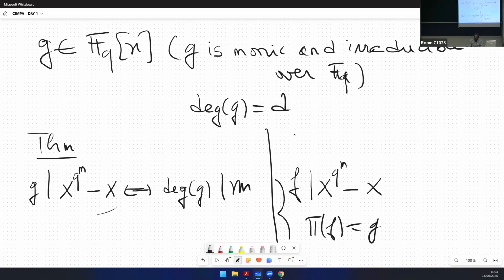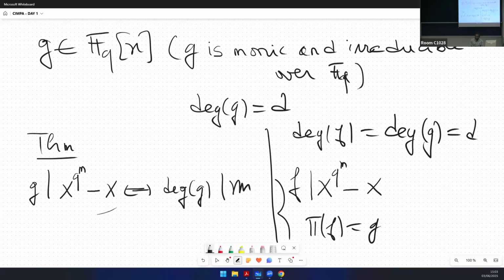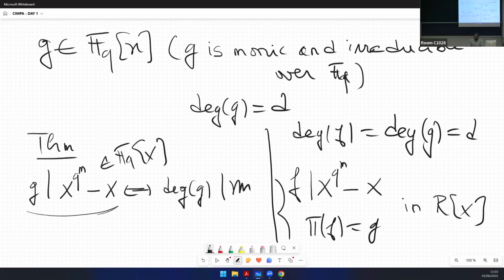Because the reduction of F equals J, and F and J are monic, the degree of F equals the degree of J. Here, J divides this polynomial. The Hensel lift allowed us to obtain that F divides this polynomial in this ring. You see, F divides this polynomial of this ring.